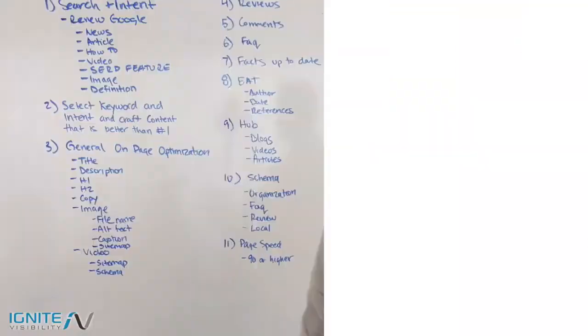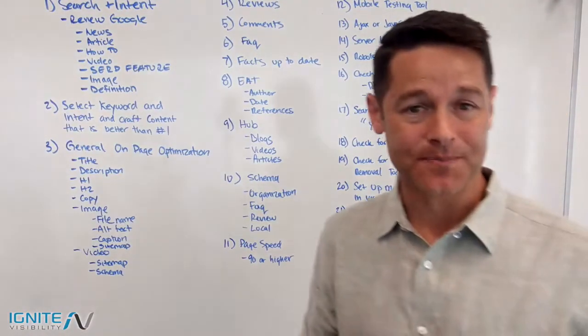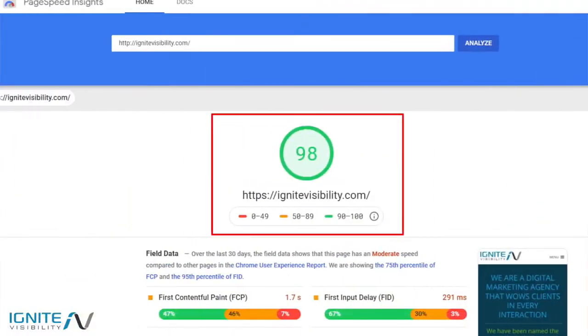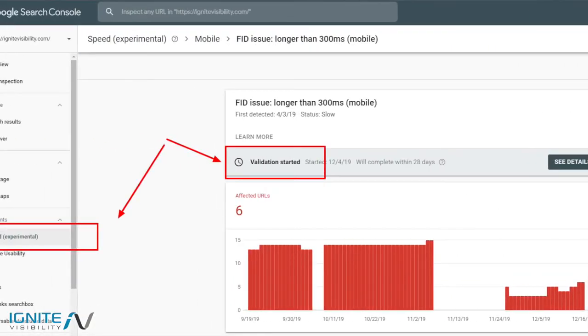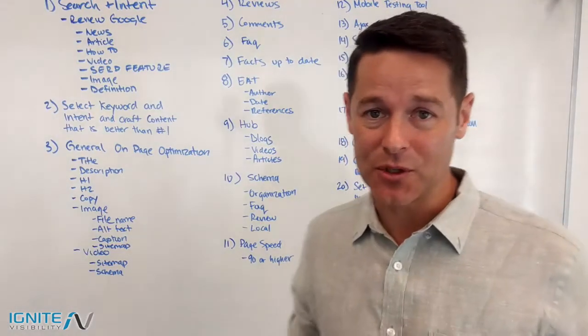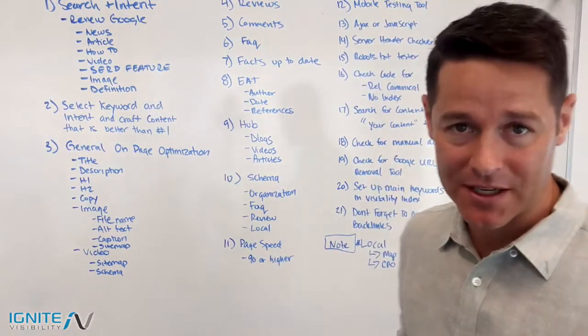Number 11, page speed. Really, really important. And now in Google Search Console, they even have a page speed report that tells you exactly what's wrong, and you can click a button and validate all the fixes in there. But page speed, it didn't used to be such a big deal. Now it's a pretty important ranking factor. So for your on-page SEO, you really want to make sure that you have fast page speed.